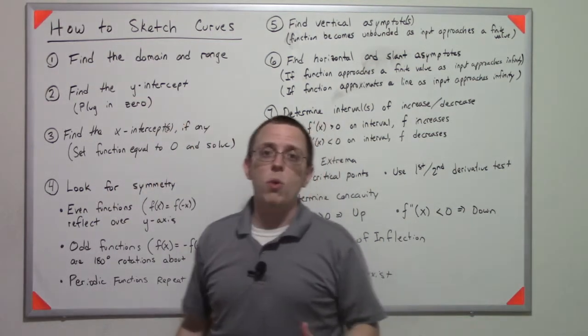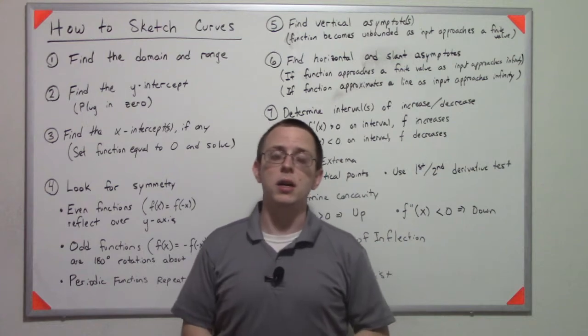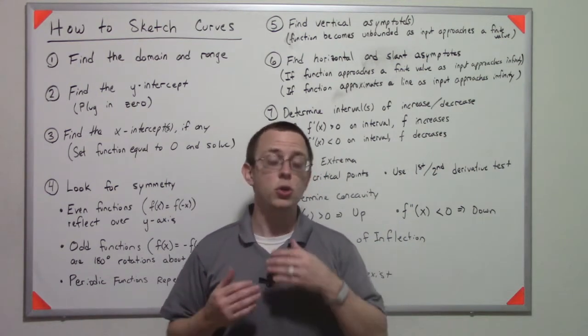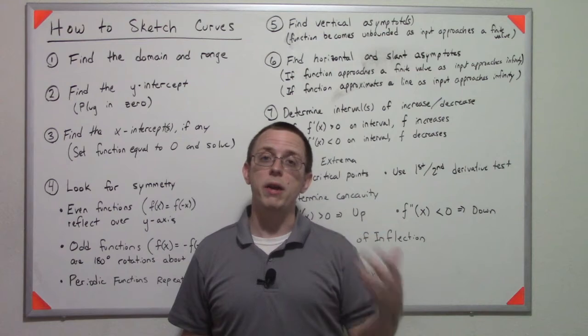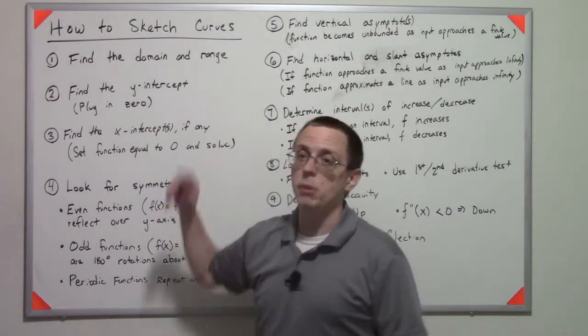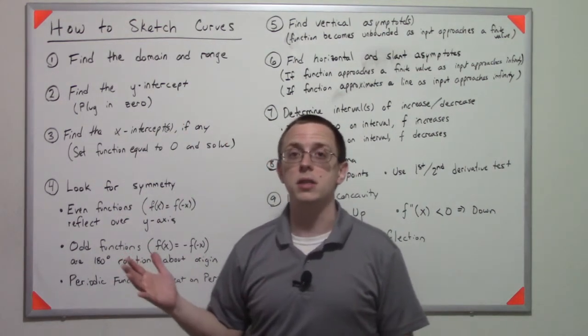The next thing is to find the Y-intercept. This is probably the easiest. If you have a function that's a function of x, you simply plug in 0 for x. Whatever the output is, that's the Y-intercept. Remember, the Y-intercept is the point where x is 0.